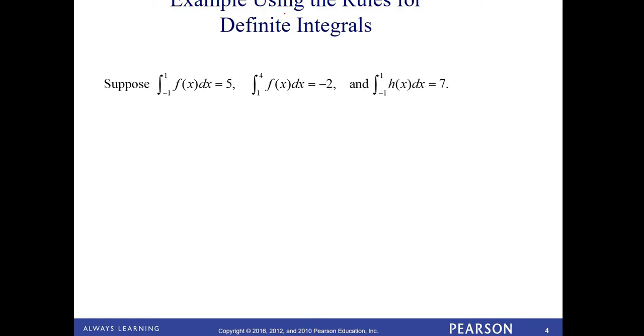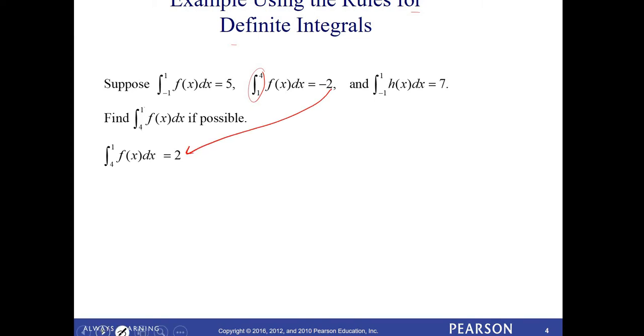But the example using the rules for definite integrals. So this is just using the rules. So suppose we have these three integrals, and then we want to find the integral from 4 to 1 of f of x dx, if possible. So take just a second and see what you come up with. So hopefully you notice that 4 to 1 is just the opposite of the interval from 1 to 4. So it's going to be the opposite value, or positive 2 instead of -2.